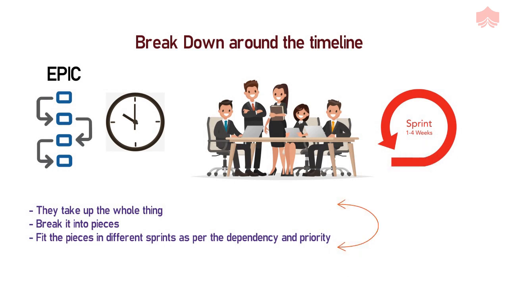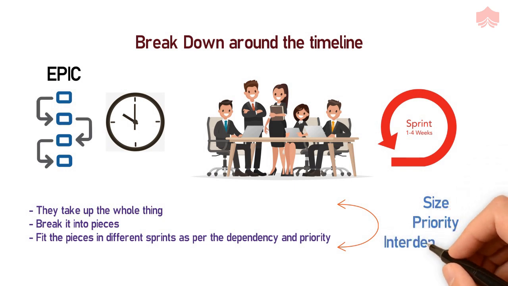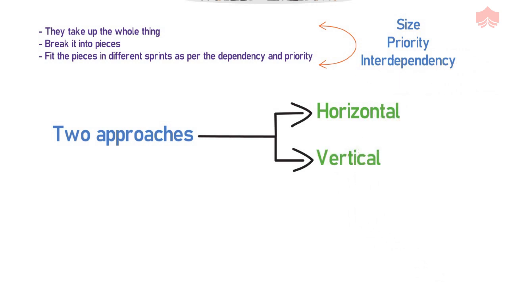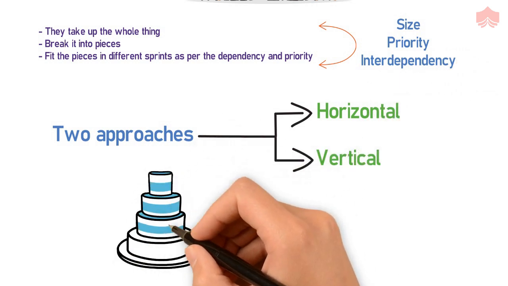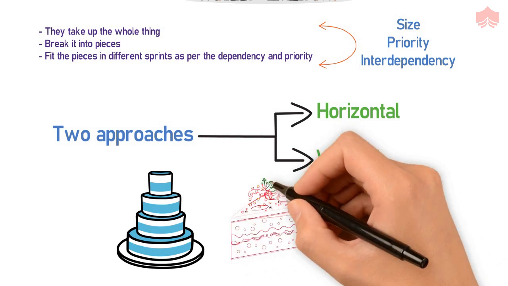As I have already mentioned, the breaking down requires consideration into several areas, such as size, priority, interdependency, etc. Thus, there are two approaches to dividing, horizontally and vertically. It's like cutting the cake. If you cut it horizontally, you will get a single layer, but if you take the vertical approach, you will get to have a bit of all of the layers. So this was all about what is epic in Agile and how to create one.